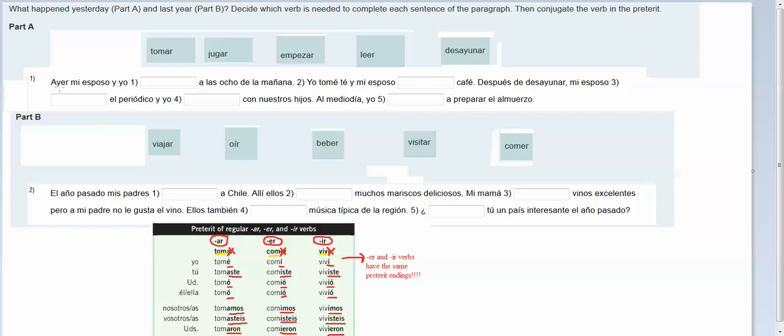So we've got ayer, mi esposo y yo. So the people who are doing this eating of breakfast are my husband and I, which is the same thing as we.